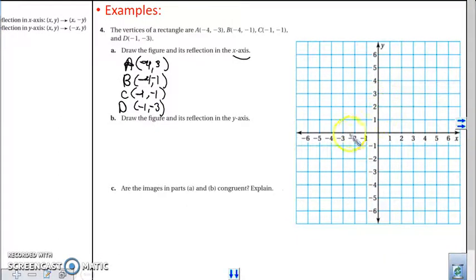Remember, here's how you graph. -4, left 4, up 3. Oh, I don't know what happened there. -4, up 3. Okay, this is A. Got to label it A. B, -4, up 1. Label it B. C, -1, -1.